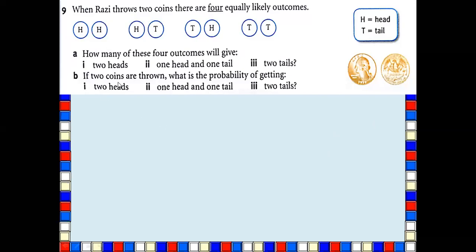Anyway, part A. How many of these 4 outcomes will give you 2 heads? How many outcomes will give you 2 heads? Head head is 1 outcome. Head tail is 1 outcome. Tail head is 1 outcome, and tail tail is 1 outcome. So we have 4 outcomes here. Now part i, how many of the 4 outcomes will give you 2 heads? Shahid.